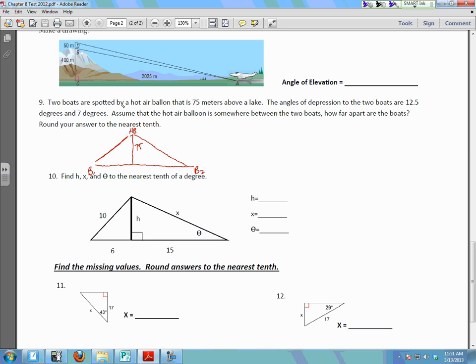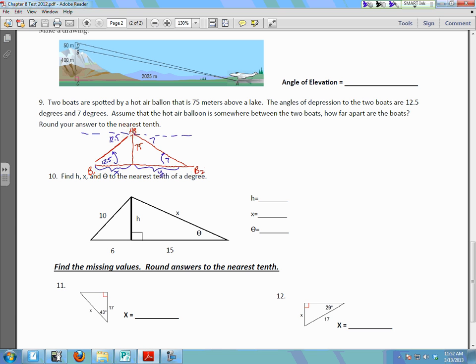Now they talk about angles of depression. For angles of depression, you've got to have another horizontal. They say to one boat is 12.5, and to another boat is 7. Now I like to use alternate interior angles and say, well, if that's 12.5 degrees, then this angle here is 12.5 degrees. And if that's 7 degrees, this angle here is 7 degrees. Now to find the distance between boat 1 and boat 2, I need to find that distance there. I'm going to call it x. And I need to find that distance there. I'm going to call it y.